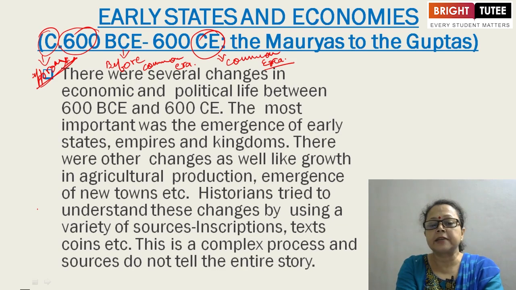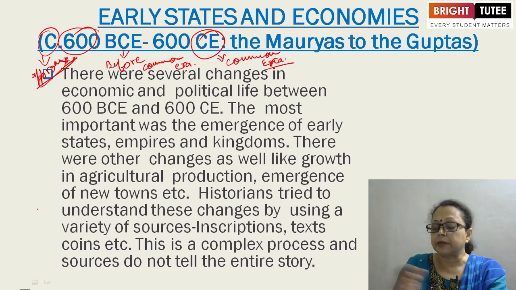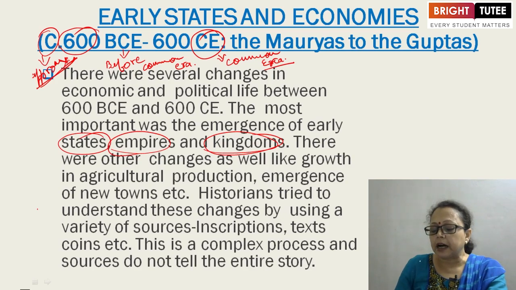So there were several changes in economic and political life between 600 BCE and the 600 CE. But the most important was the emergence of early states, empires and kingdoms. So these three things are very important in this chapter. One is about the importance of states, empires and the kingdoms. So there were other changes as well, like growth of agricultural production, emergence of new towns.